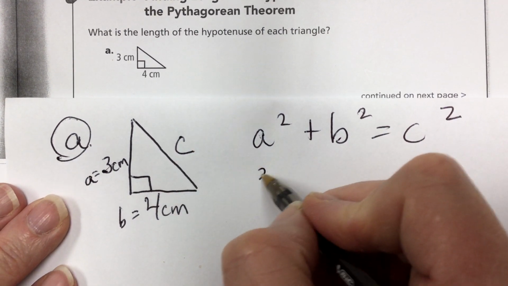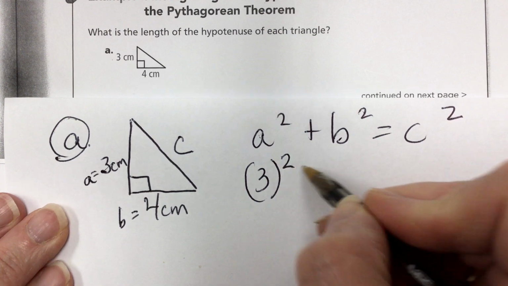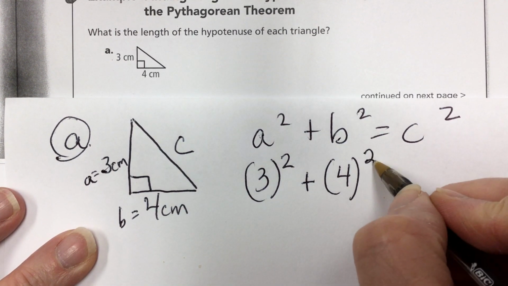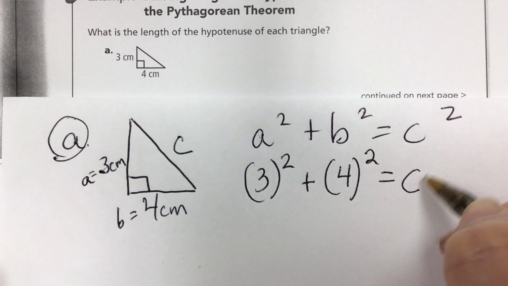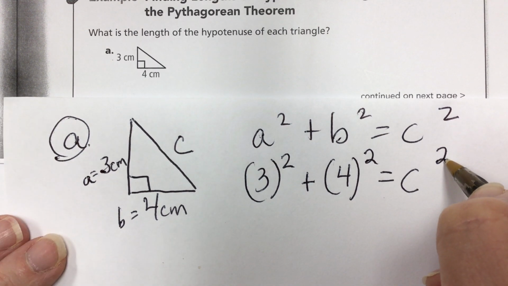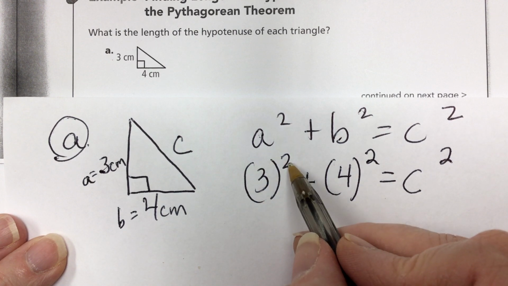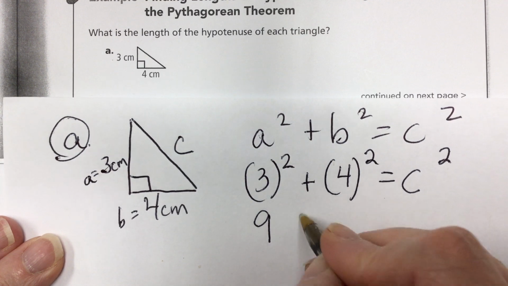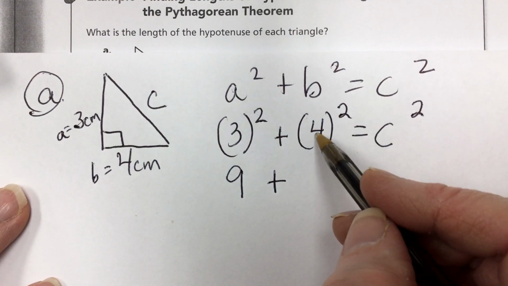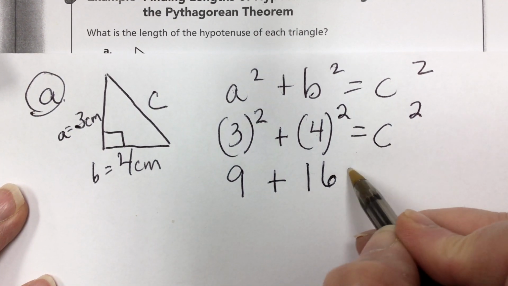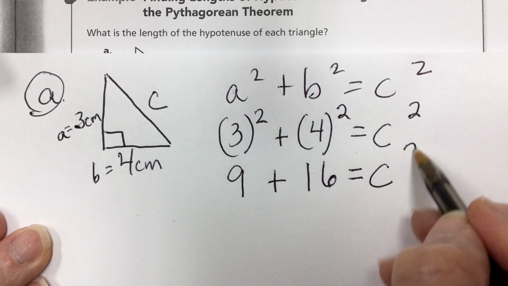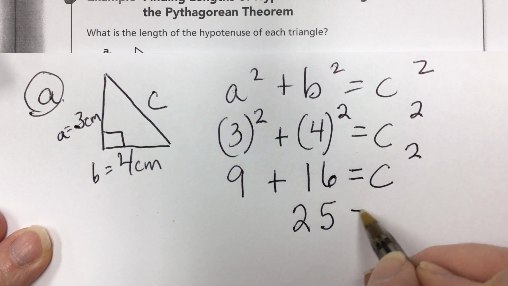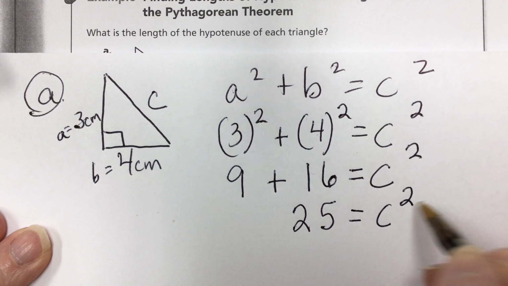My A is 3, so that's 3, I'm going to put parentheses around it, squared. My B is 4, 4 with parentheses around it, squared, equals C squared. All right? So using your exponents first, 3 squared is 3 times 3, which gives you 9. Plus 4 squared is 4 times 4, which gives you 16, equals C squared. 9 plus 16 gives you 25, equals C squared.